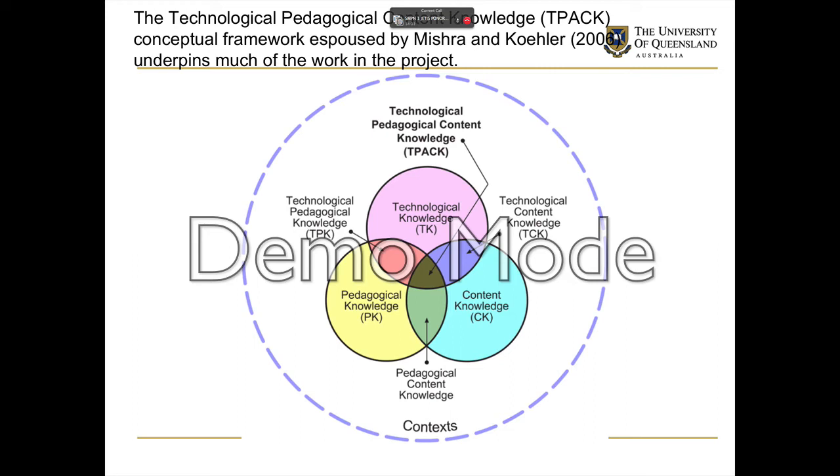What we can see from this Venn diagram, because teachers do like their Venn diagrams, is that on the left-hand side we have pedagogical knowledge, so it's about the teaching. On the right-hand side we have the content knowledge. Everyone's got their own content that they're going to be teaching, whether in primary or secondary schools, English, history, maths, etc.